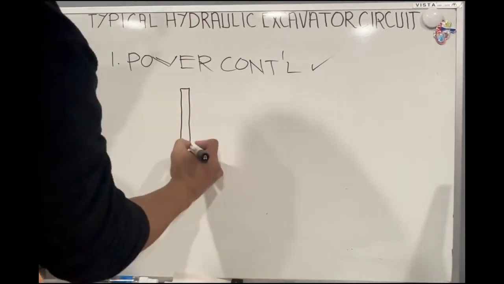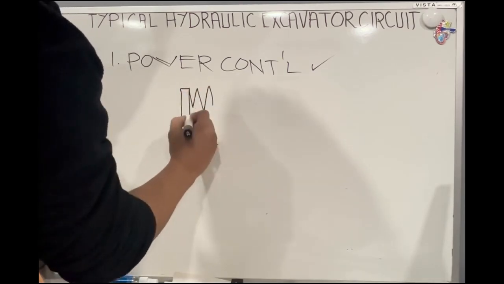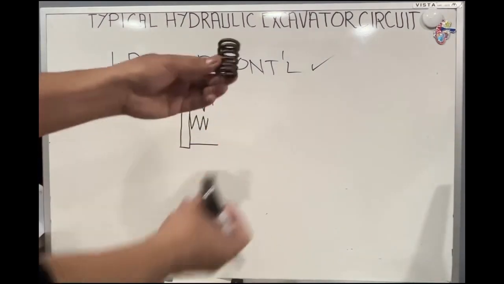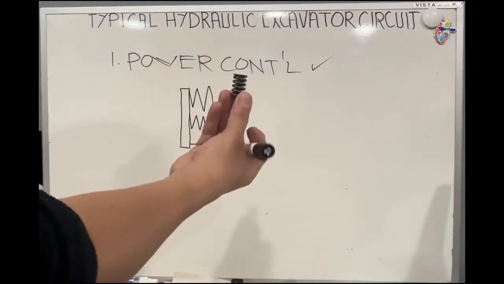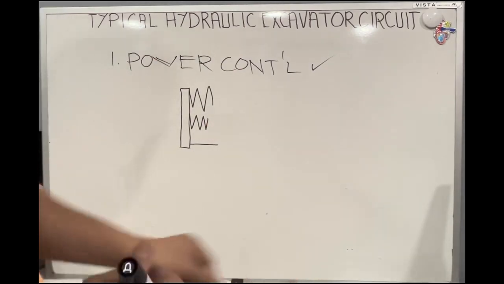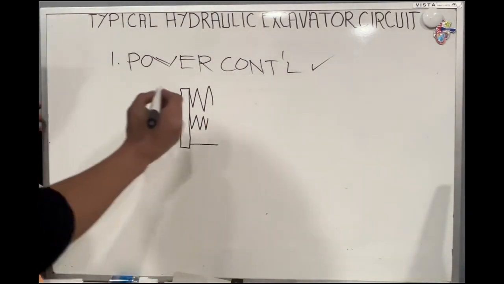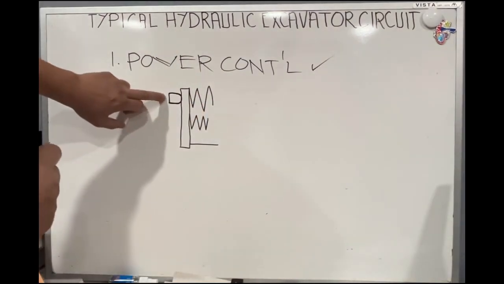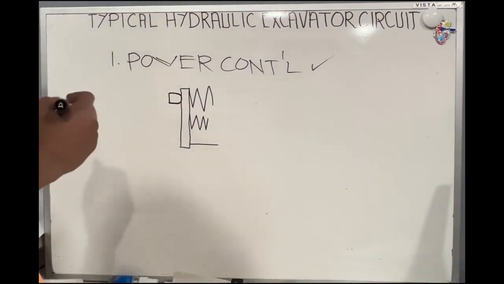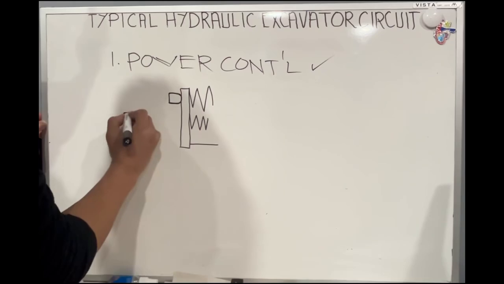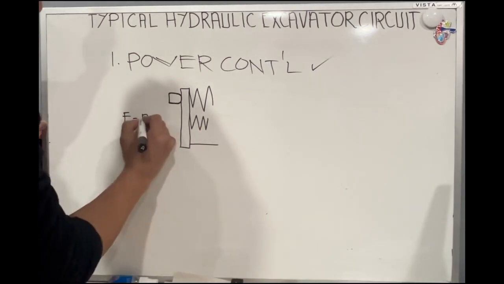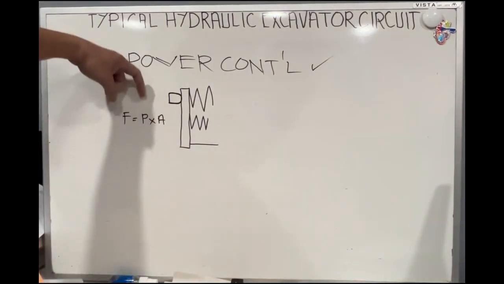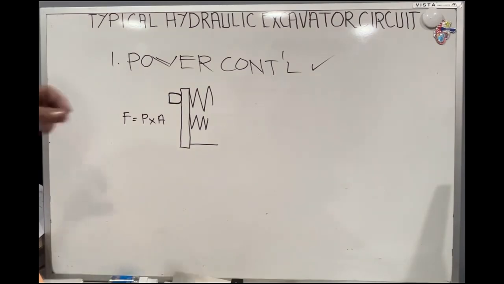you have the outer spring and you have the inner spring. These are the power springs. So you have the outer, the big one, and the small one is the inner spring. Against that, there is a power piston. So this is your power piston. Then the force here is your pressure times area. This is the pressure from your pump, which is created by the load.